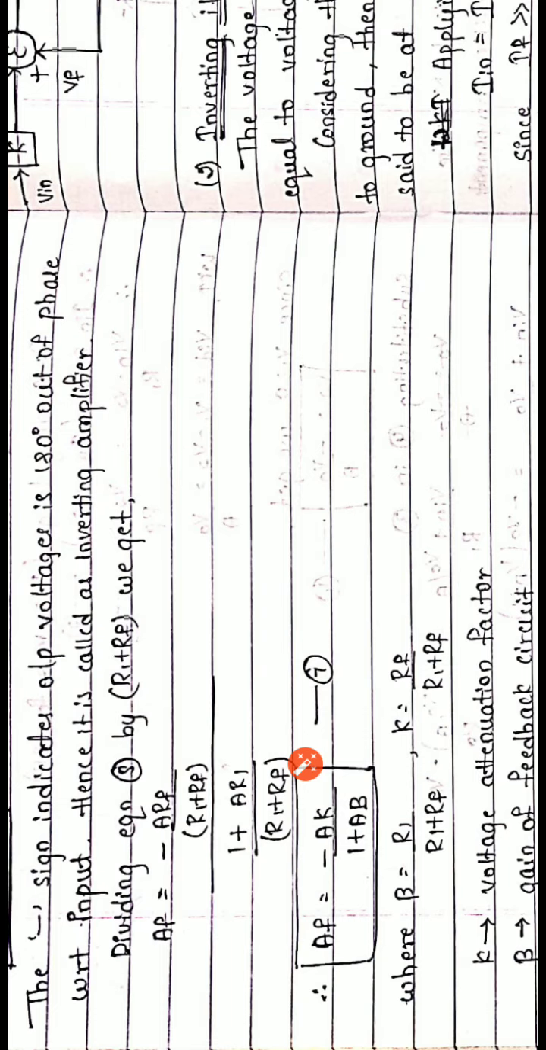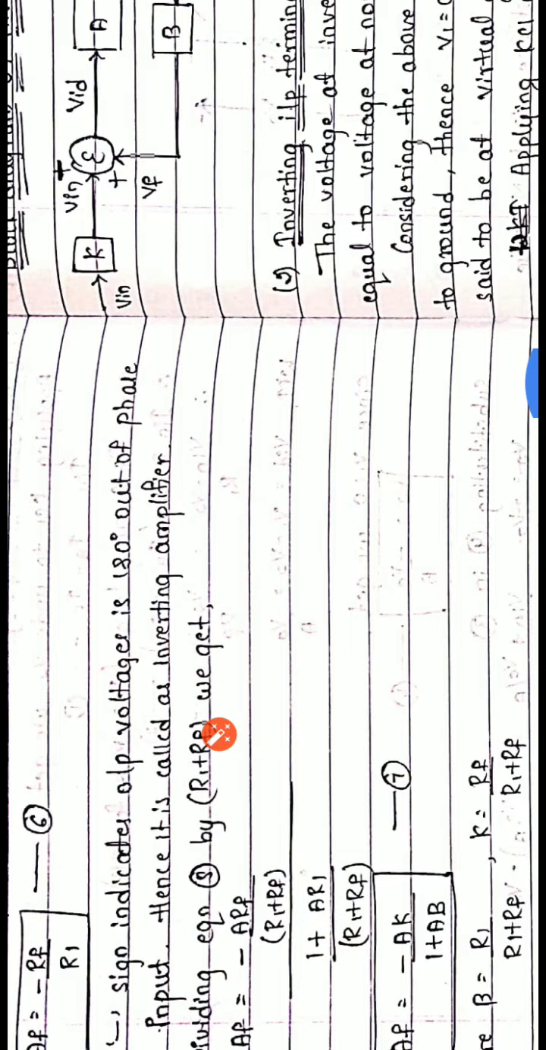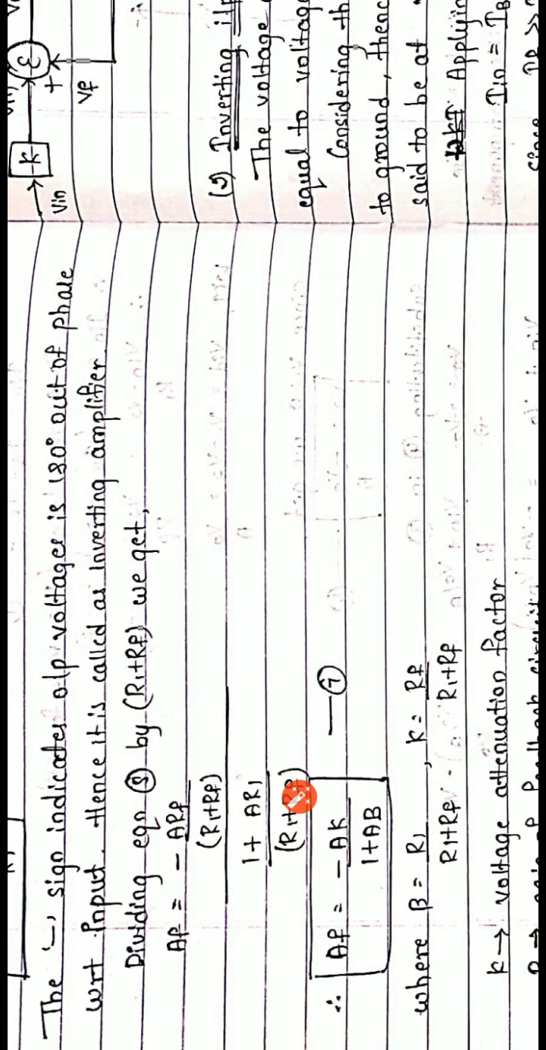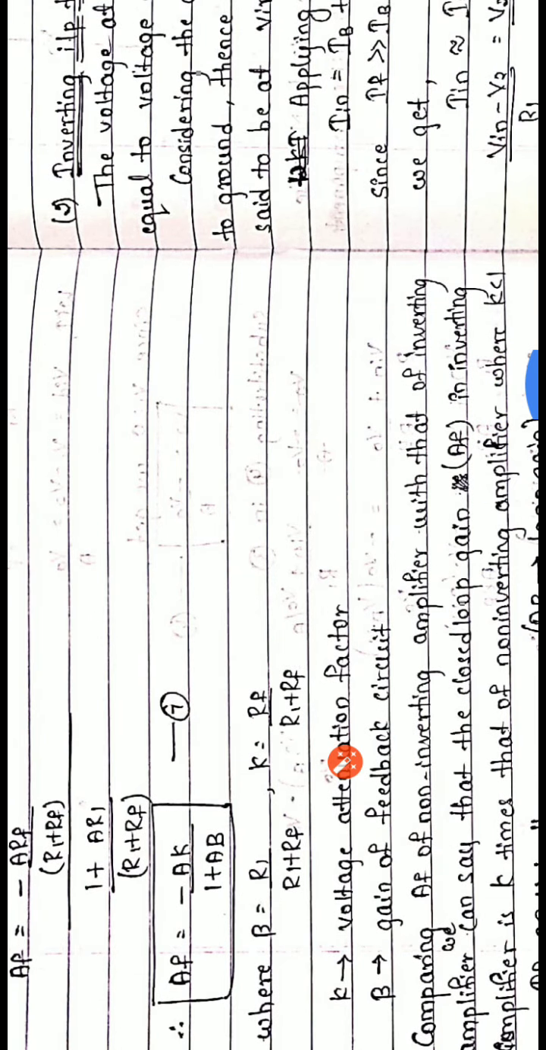Now we will substitute. RF divided by R1 plus RF we will take as K, and R1 divided by R1 plus RF we will take as beta, because we already proved that beta in the non-inverting operational amplifier is nothing but R1 divided by R1 plus RF. Now we substitute this in the equation. We get AF equals minus AK divided by 1 plus A beta, where K is nothing but the attenuation factor and beta is the gain of the feedback circuit. Attenuation is nothing but what introduces the noise in the inverting amplifier.